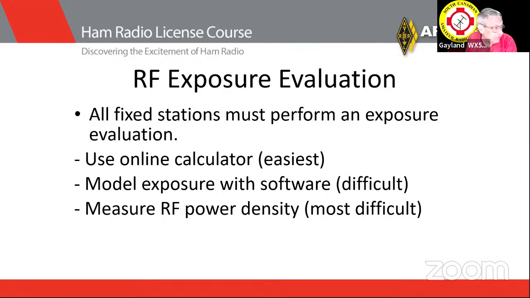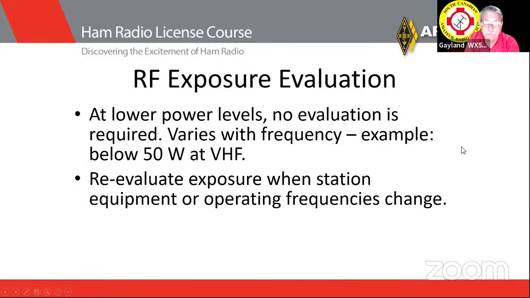So do an evaluation of your RF exposure. Lower power levels, you don't have to do one; it varies with your frequency. If you don't have anything that transmits more than 50 watts at VHF, you're probably okay. Don't forget when you get a new toy, a new radio, or you change some of your setup, to go back and look at it again. Be mindful of what you're doing.